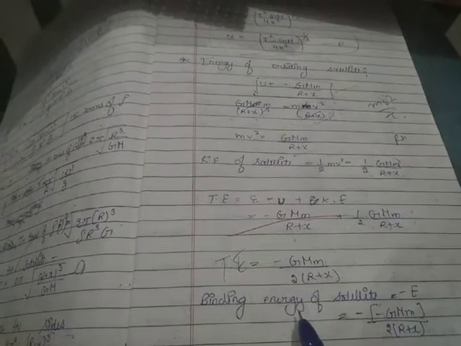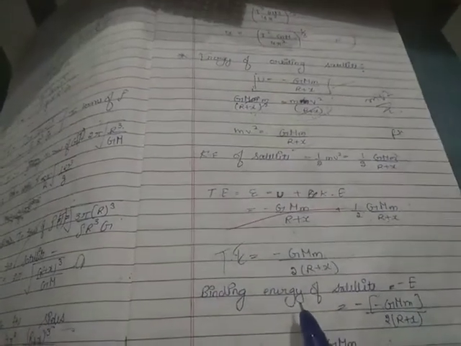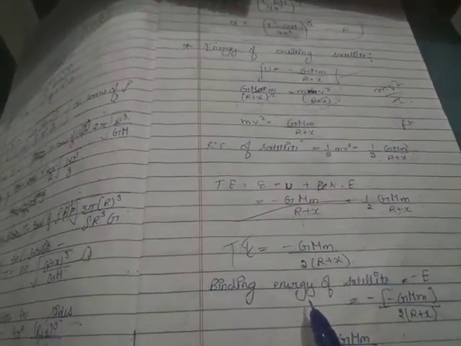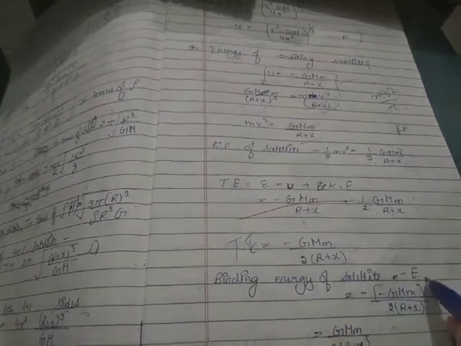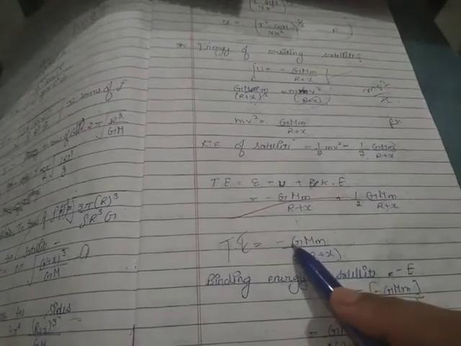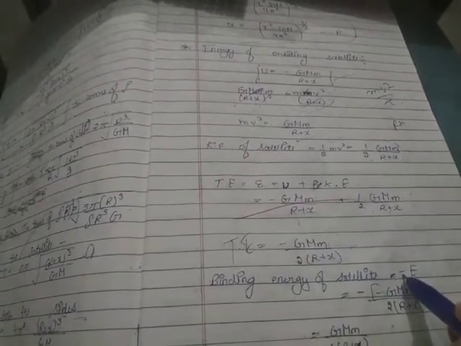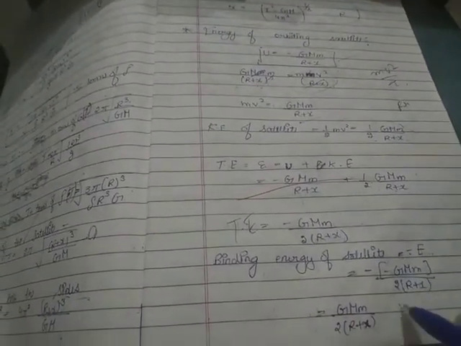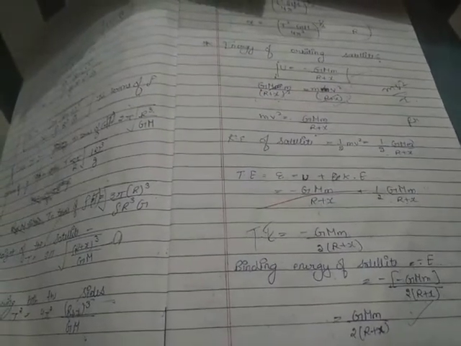Now binding energy means with which energy this satellite is bound to the earth, that is, the energy needed for it to revolve around the earth. That will be equal to minus of total energy. This is also minus, so this sign is also minus, so it will become plus sign. So this is the total binding energy of the satellite.